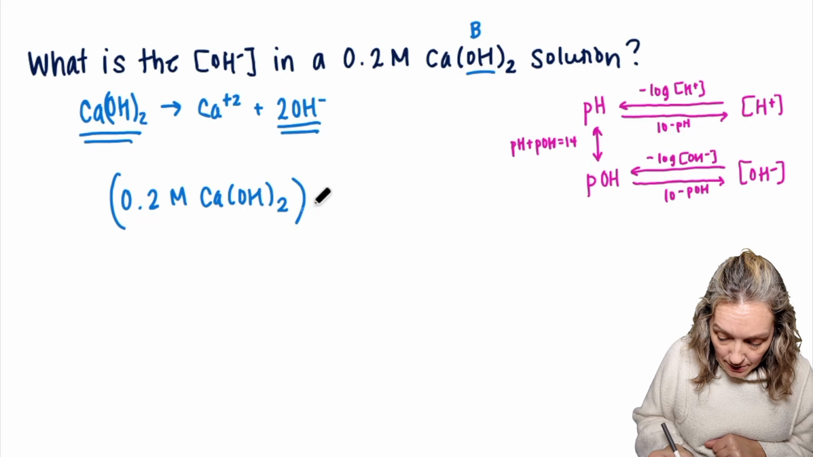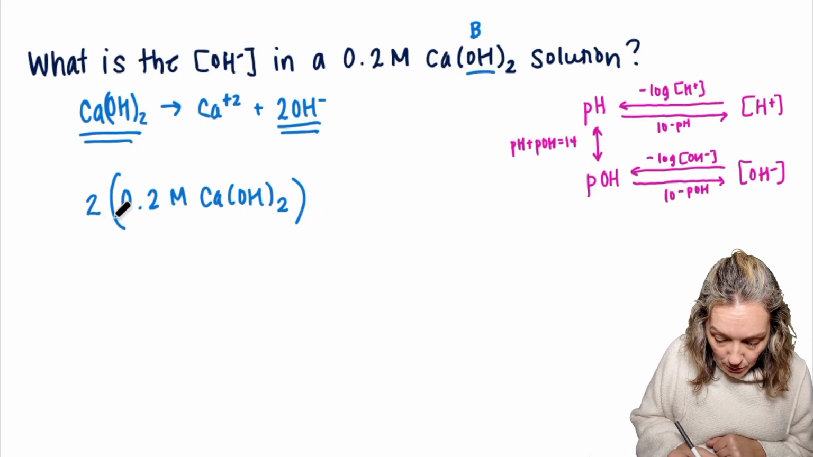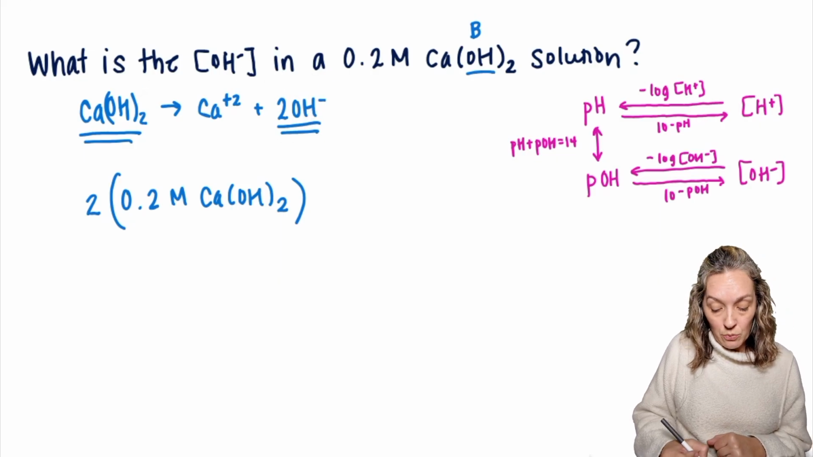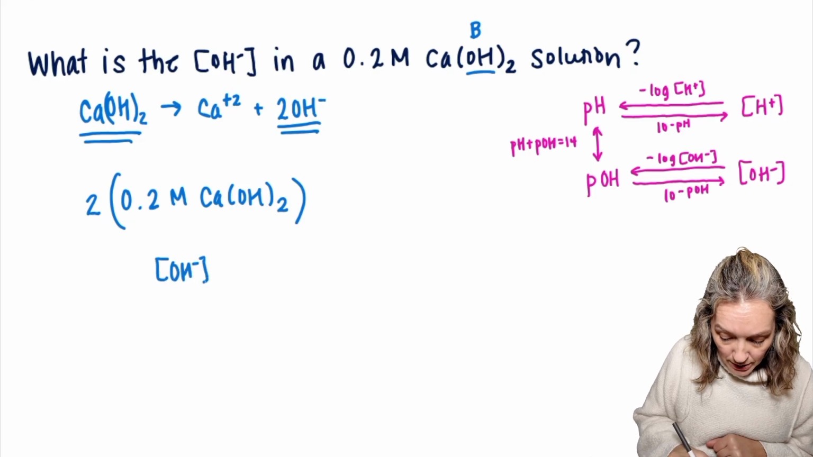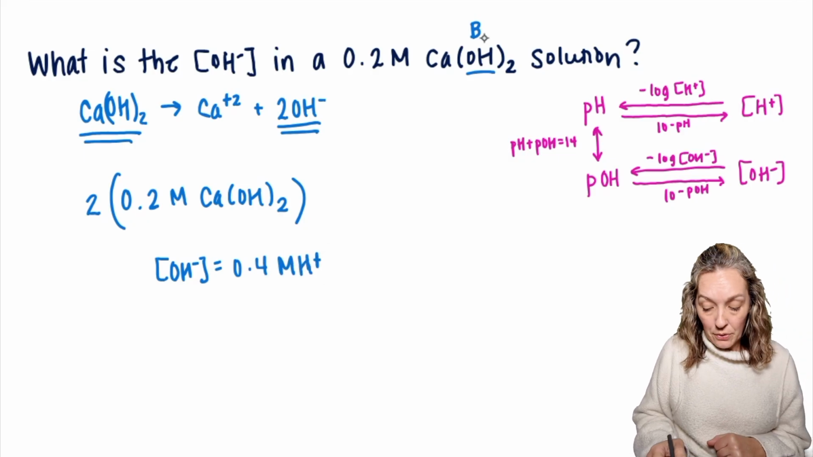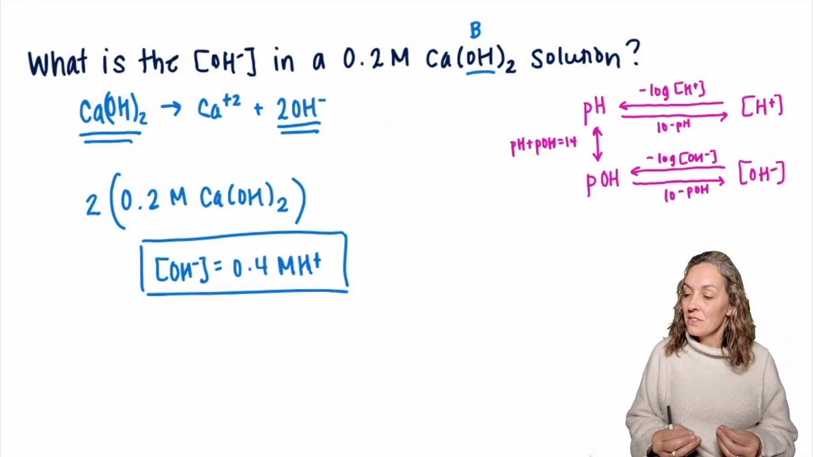That means that if I want the concentration of OH minus, I am going to have to multiply this by 2 to show that there are 2 OHs for every 1 calcium hydroxide. That means that my concentration of OH minus in this case is going to be 0.4. Double the concentration of the calcium hydroxide. That is all this problem asks for, so we are done.